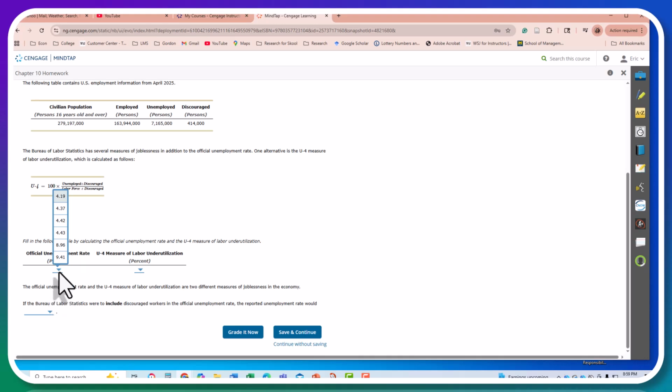So using the information that you have available, you would figure out the civilian population over 16, and you start to do the math. That does not necessarily include discouraged workers. The official is again U3. If you're using U4, you're going to do the math once again and come up with something a little different, if the Bureau of Labor Statistics were to include discouraged workers in the official rate, and then you'd figure that out.